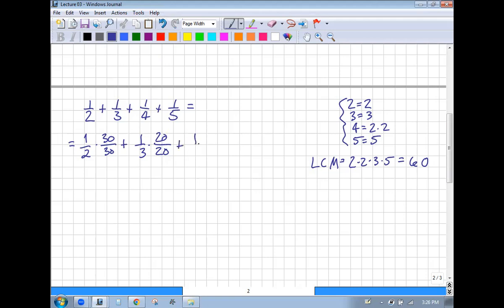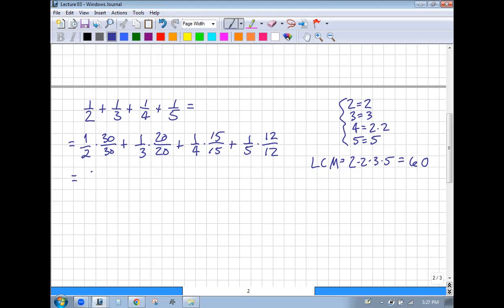And then what about the 1/4? To turn a 4 into a 60, I'd have to multiply it by 15. Okay. And then what about the 1/5? To turn the 5 into a 60, I need to multiply it by 12. I have to do the top as well, right? This is the number 1, the number 1, the number 1, the number 1. I'm just multiplying each one of those by a smart 1 is all I'm doing.